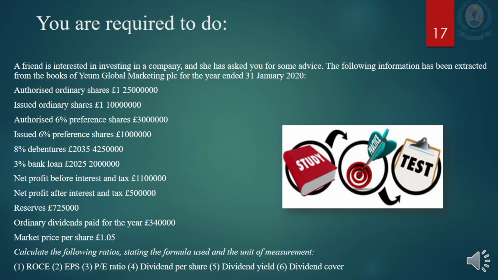Part E, price per earnings ratio. This is calculated using the formula market price per share over earnings per share. Again, the information can be directly obtained. Market price per share is given in the sum and the earnings per share is already calculated. Now you can easily get the answer. The answer is 36 times.